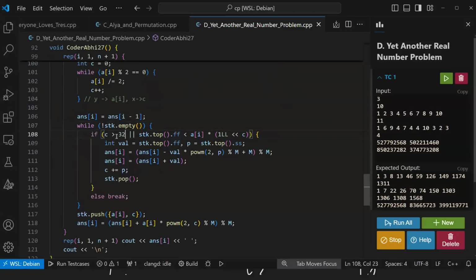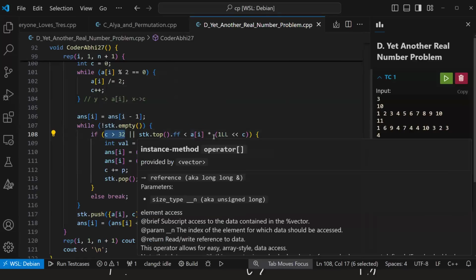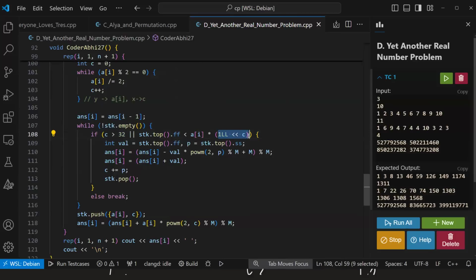So if the current power C has reached greater than 32, I know it's definitely greater than y1. That is okay, because if I write ai into 2 to the power C, this may exceed my long range. Just to avoid that, I have handled this separately. If my C is going past 32, I'm not doing 2 to the power C, because it may exceed long range. So I'm directly writing an OR condition.